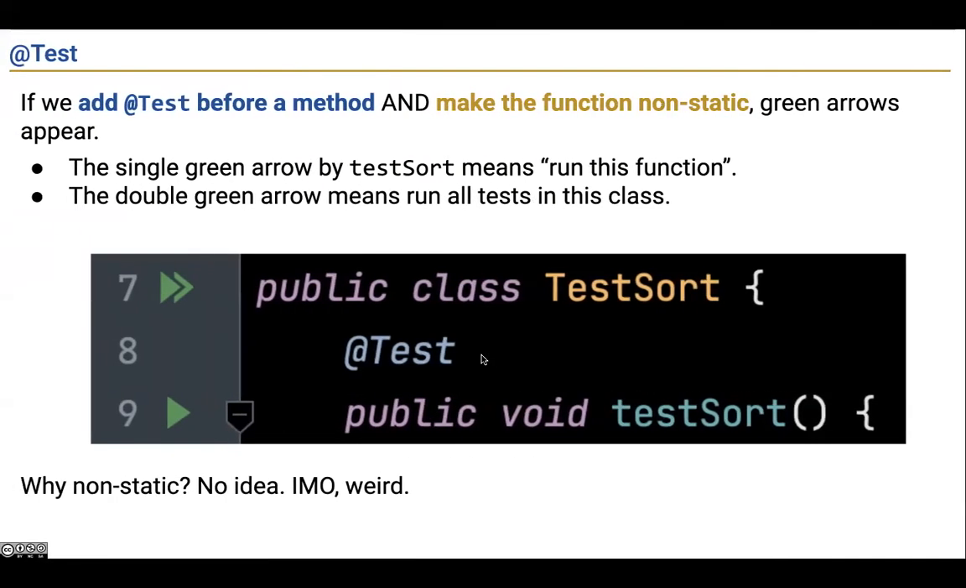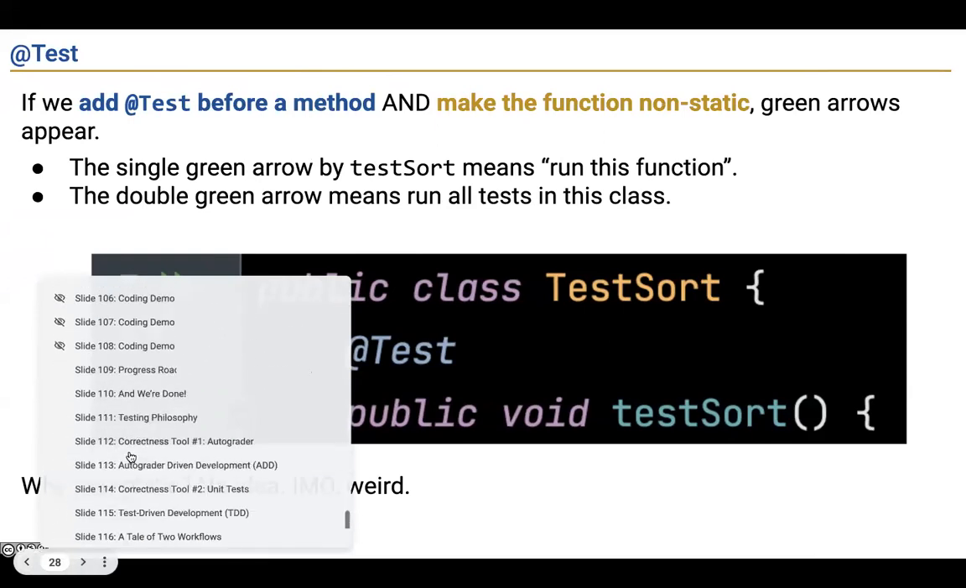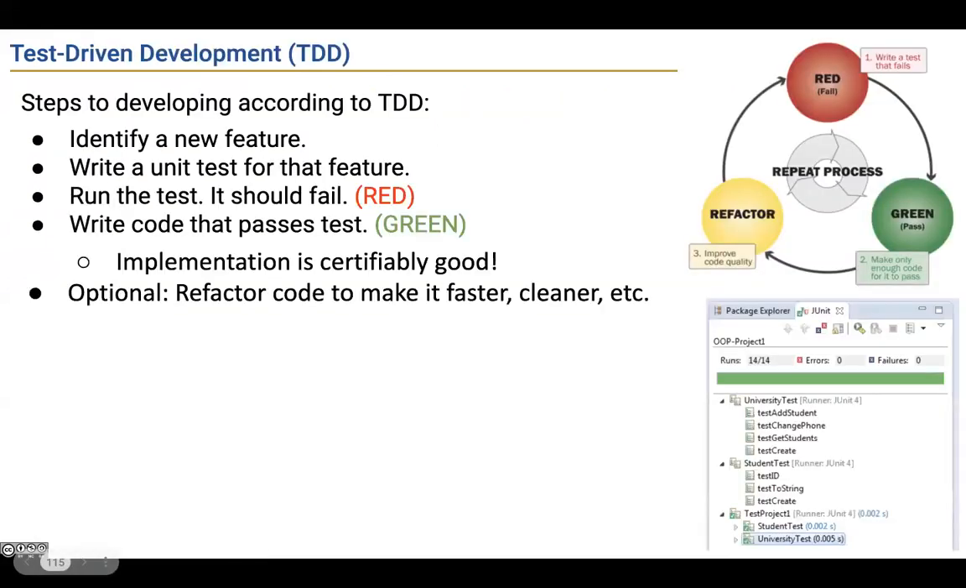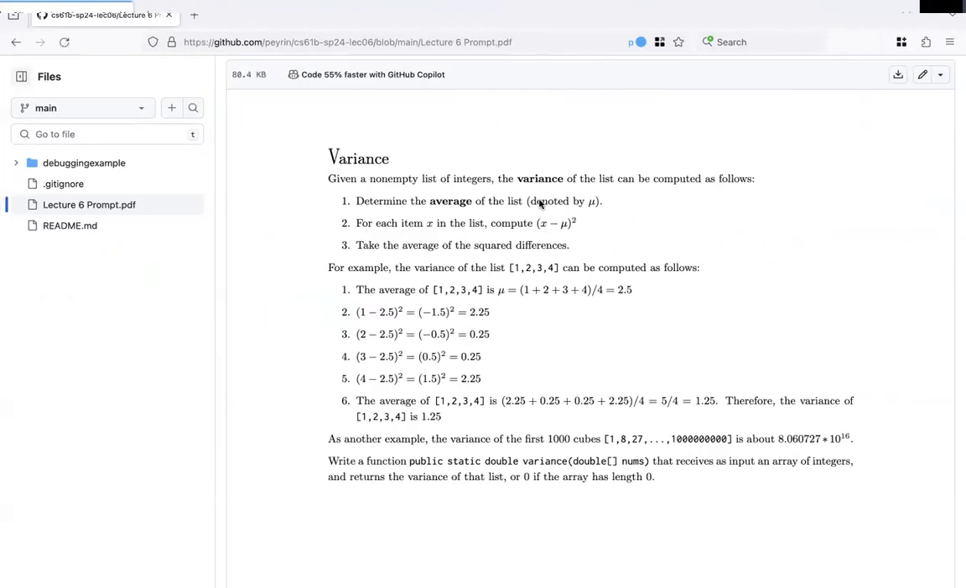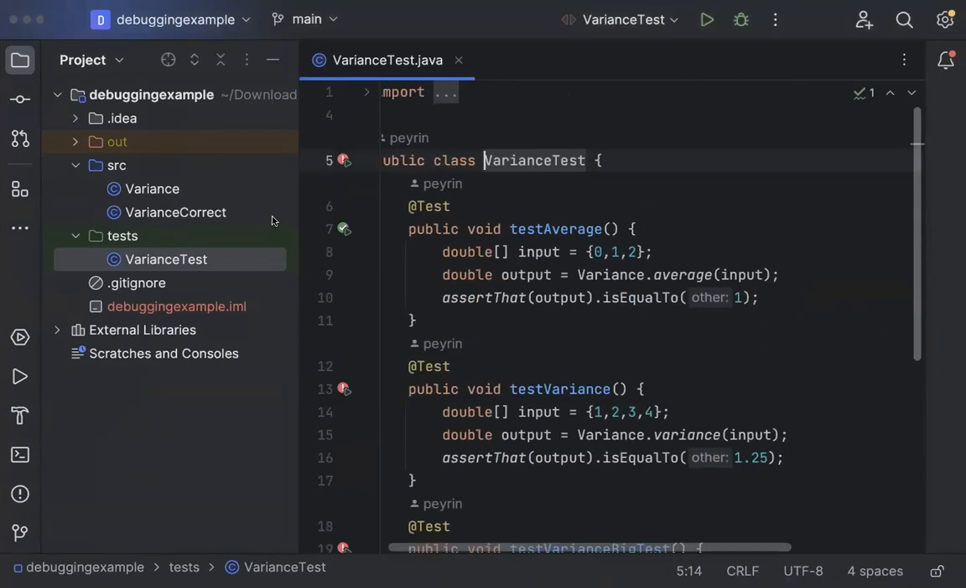OK, so I wish I had a slide for that. I swear I did. Maybe it's this one. You can read this if you're interested. Basically, the idea is we're going to write the test first. The test is going to fail because we haven't written the code yet. Then we're going to try to write the code to make the test pass. That's the idea. So how do we write tests?